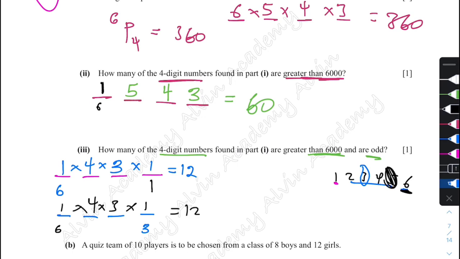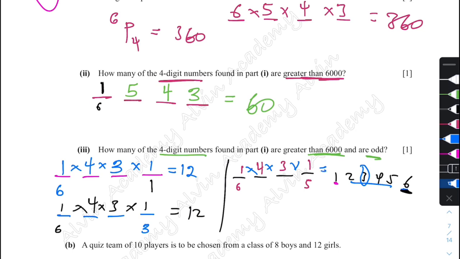5 could also be the case, right? 5 is also odd. So if it is going to end with 5, then you have 1, 2, 3, 4 slots. That 5 is here. There's only one way to do that. It has to start with 6 because it's greater than 6,000. So there's only one way. Then those 3 remaining will fill the other 2 slots, giving us 12.